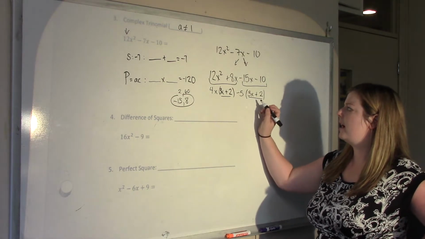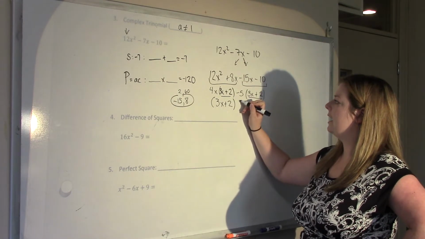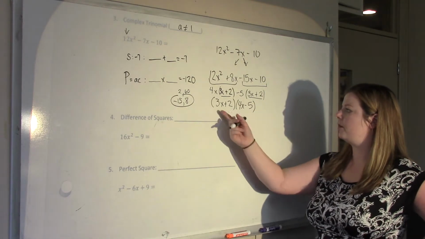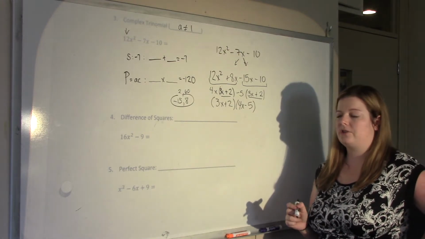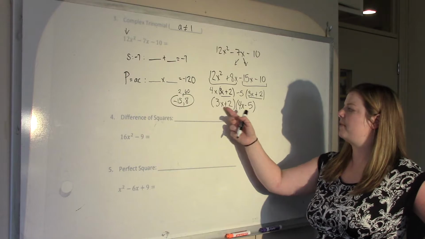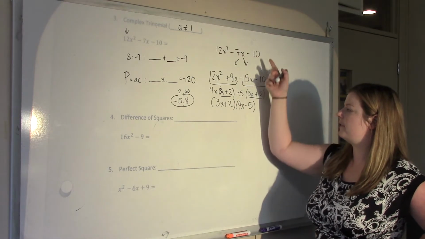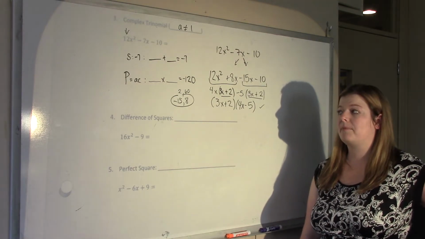So now I can take out the 3x plus 2 because they both share that. And then what's left is 4x minus 5. So there you go. That is the factored version of my original. Again, let's do a quick FOIL check. This times this is 12x squared, good. Then we have minus 15x plus 8x, that's minus 7x. 2 times negative 5 is negative 10. I'm good. Okay, so that is complex trinomials.